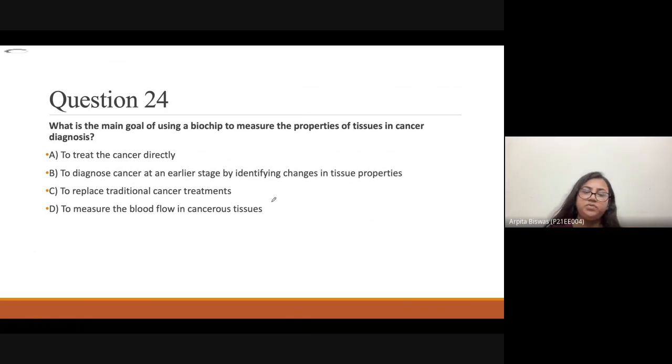What is the main goal of using the biochip to measure the properties of tissue in cancer diagnostics? The first option is to treat the cancer directly. The second option is to diagnose the cancer at an earlier stage by identifying the changes in tissue properties. The third option is to replace the traditional cancer treatment. And the fourth option is to measure the blood flow in cancerous tissue.